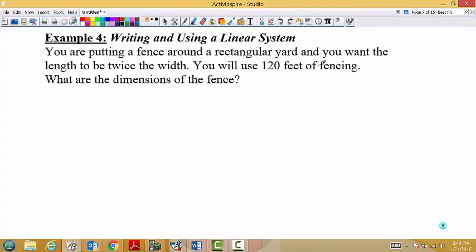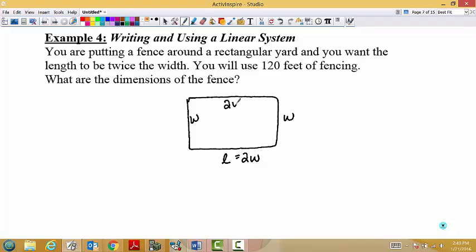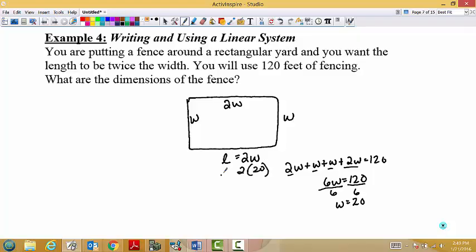You're putting a fence around a rectangular yard, and you want the length. Oh, there's this question again. Here's the width. Here's the length. You want the length to be twice the width. You will use 120 feet of fencing. What are the dimensions of the fence? We have done this question. So we do 2w plus w plus w plus 2w equals 120. W equals 20, so 2 times 20. So the length is 40 and the width is 20.